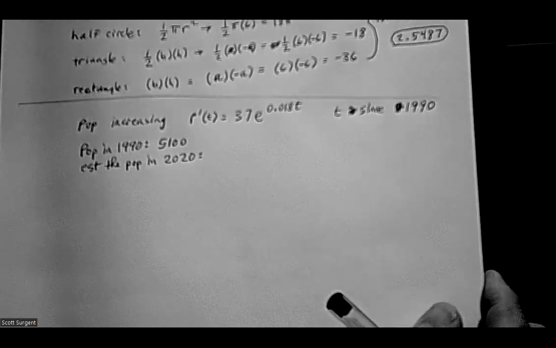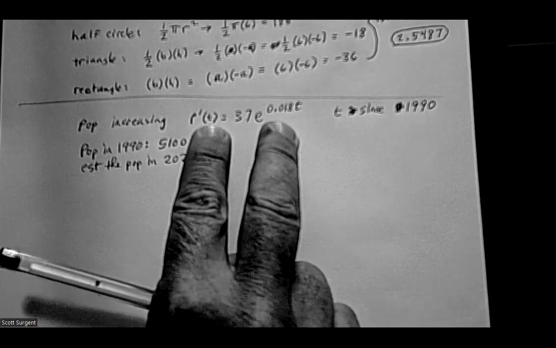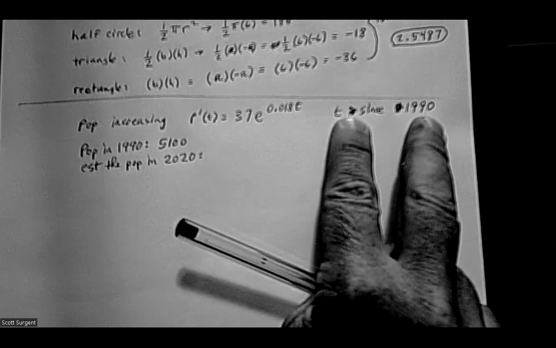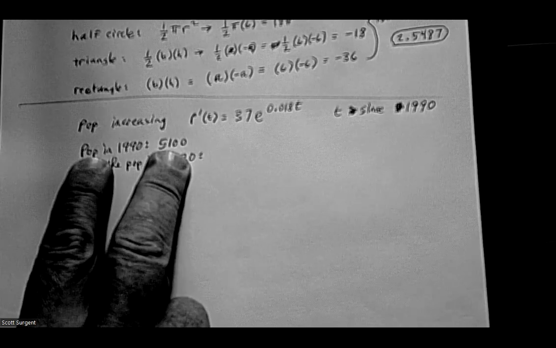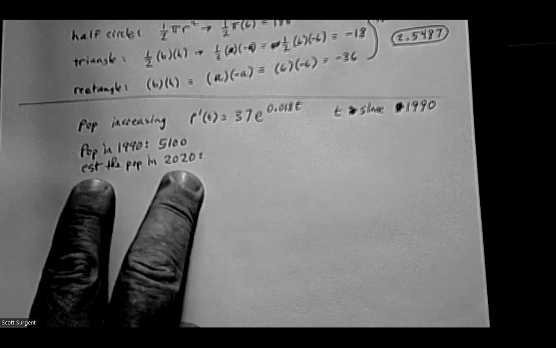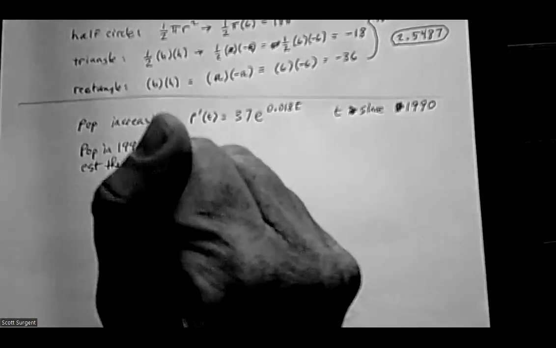All right. So we have a function where the population is increasing by this rate. T is years since 1990, so T0 is 1990. We're told the population in 1990 was 5,100. We want to find the population in 2020. So we're going to integrate.